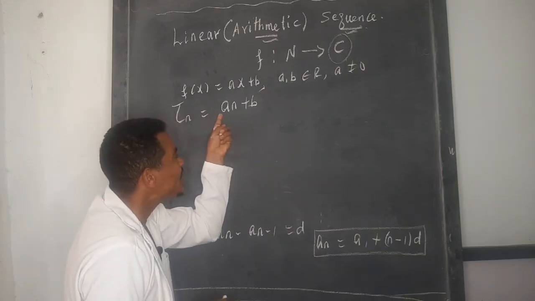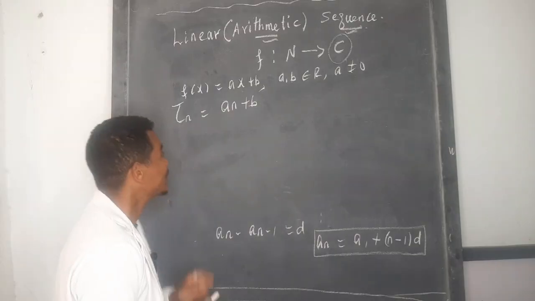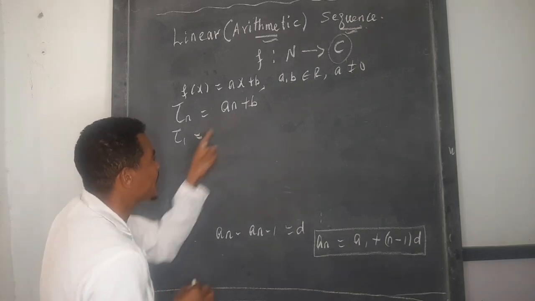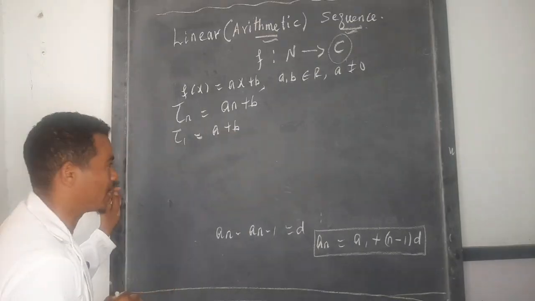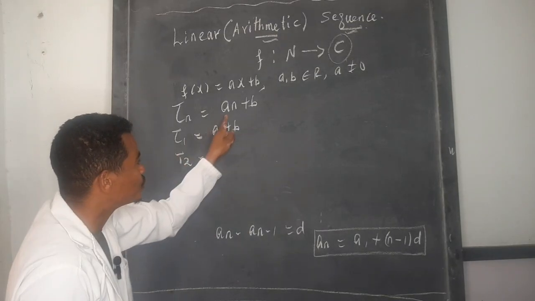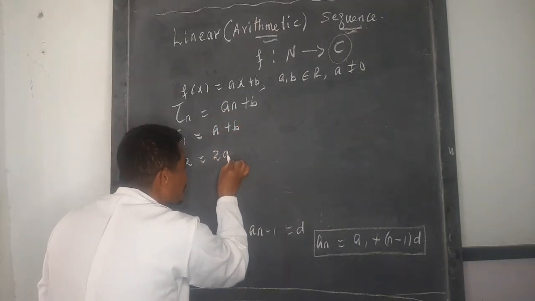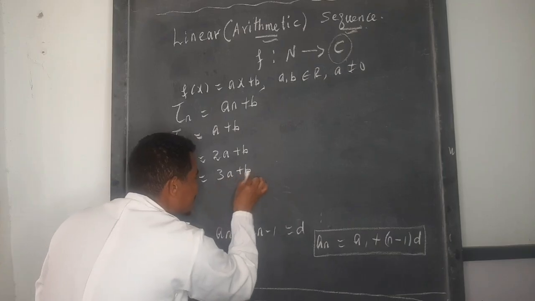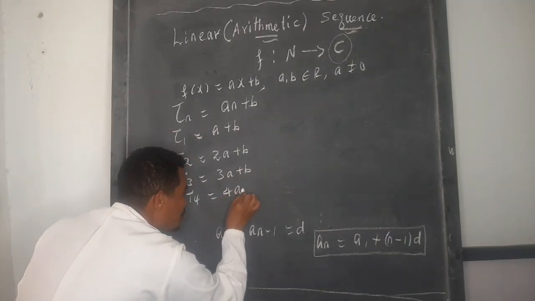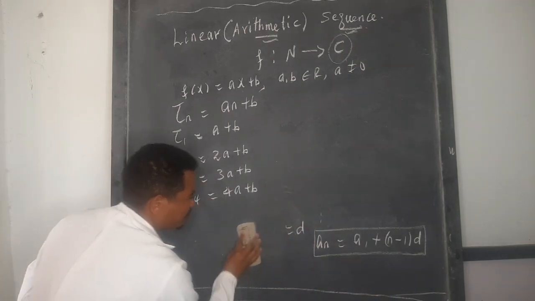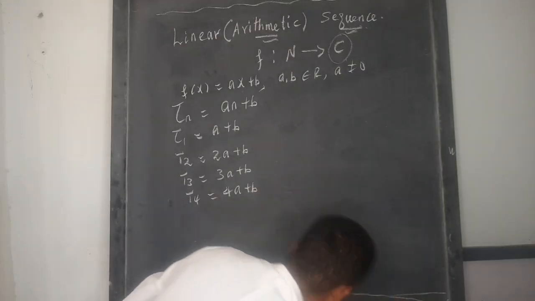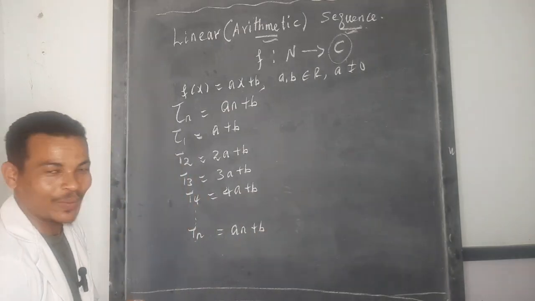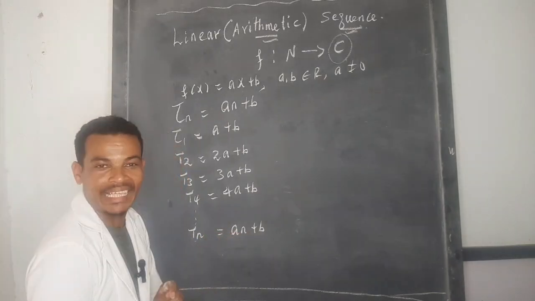So from this, how can we get a and b? For example, when we are asked to find t1, the first term of the arithmetic sequence, 1 times a is a itself, so a plus b. t2, the second term, is 2 times a plus b, 2a plus b. Again, t3 is equal to 3a plus b, t4 is 4a plus b, and it continues like this until tn, the nth term, which has the form an plus b. So to get the nth term equation, we need to find a and b.